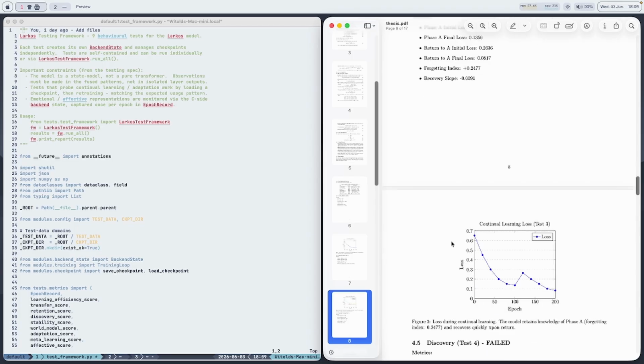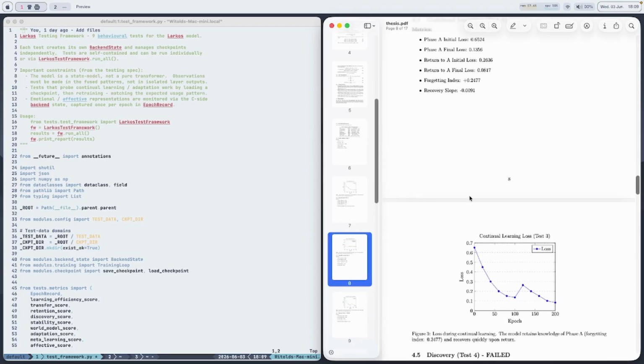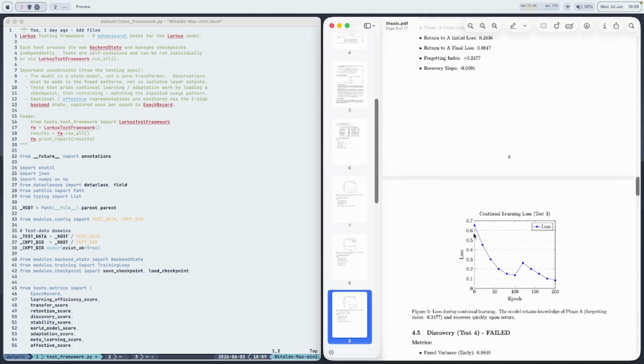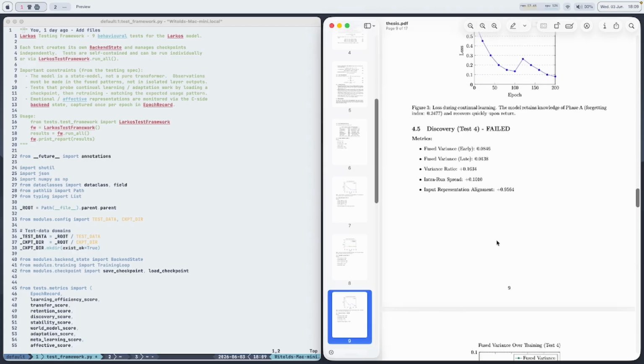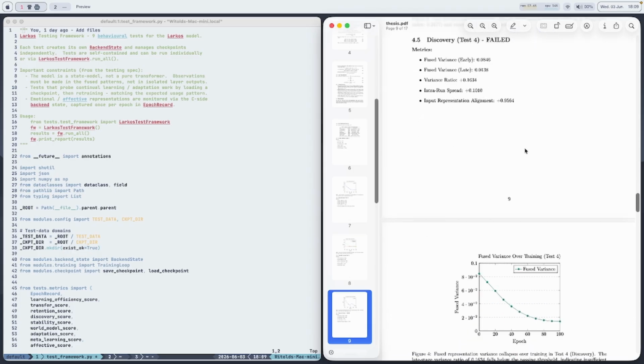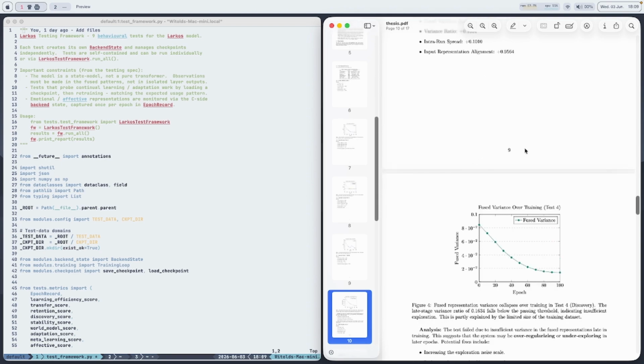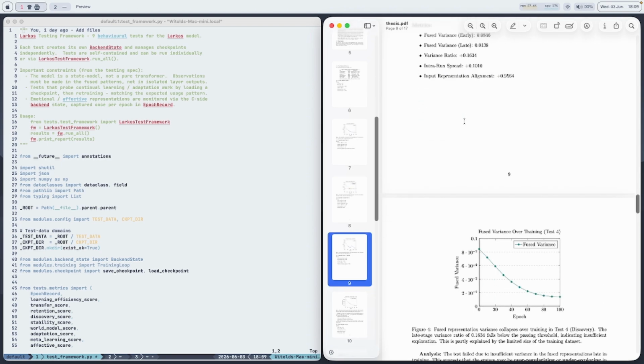Now we have continual learning. This is basically a stability test, scalability test, to see if we can actually scale the thing. And now the discovery test, the one that you could say failed because there weren't enough alignment pairs. I mean, all of the normal things passed, but the alignment pairs are somewhat missing.